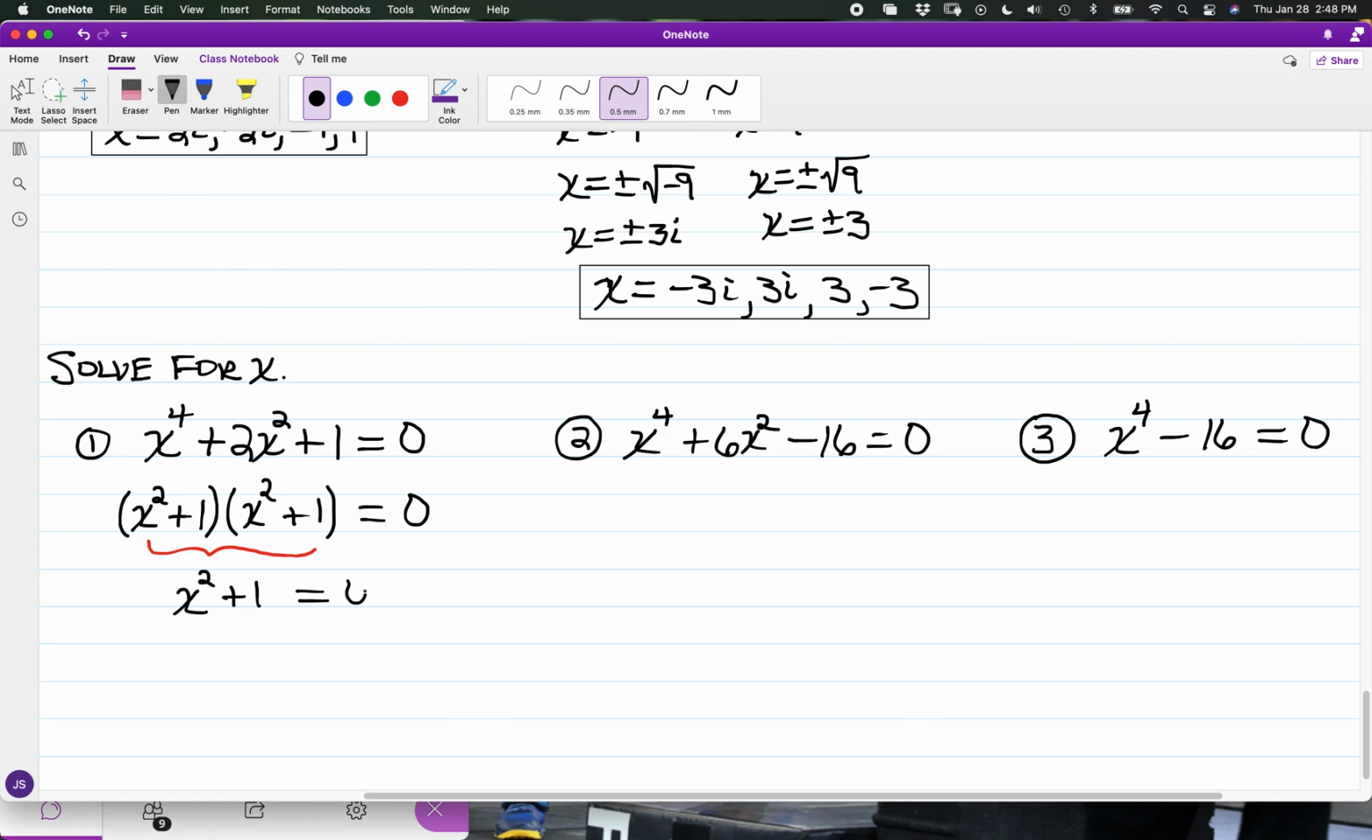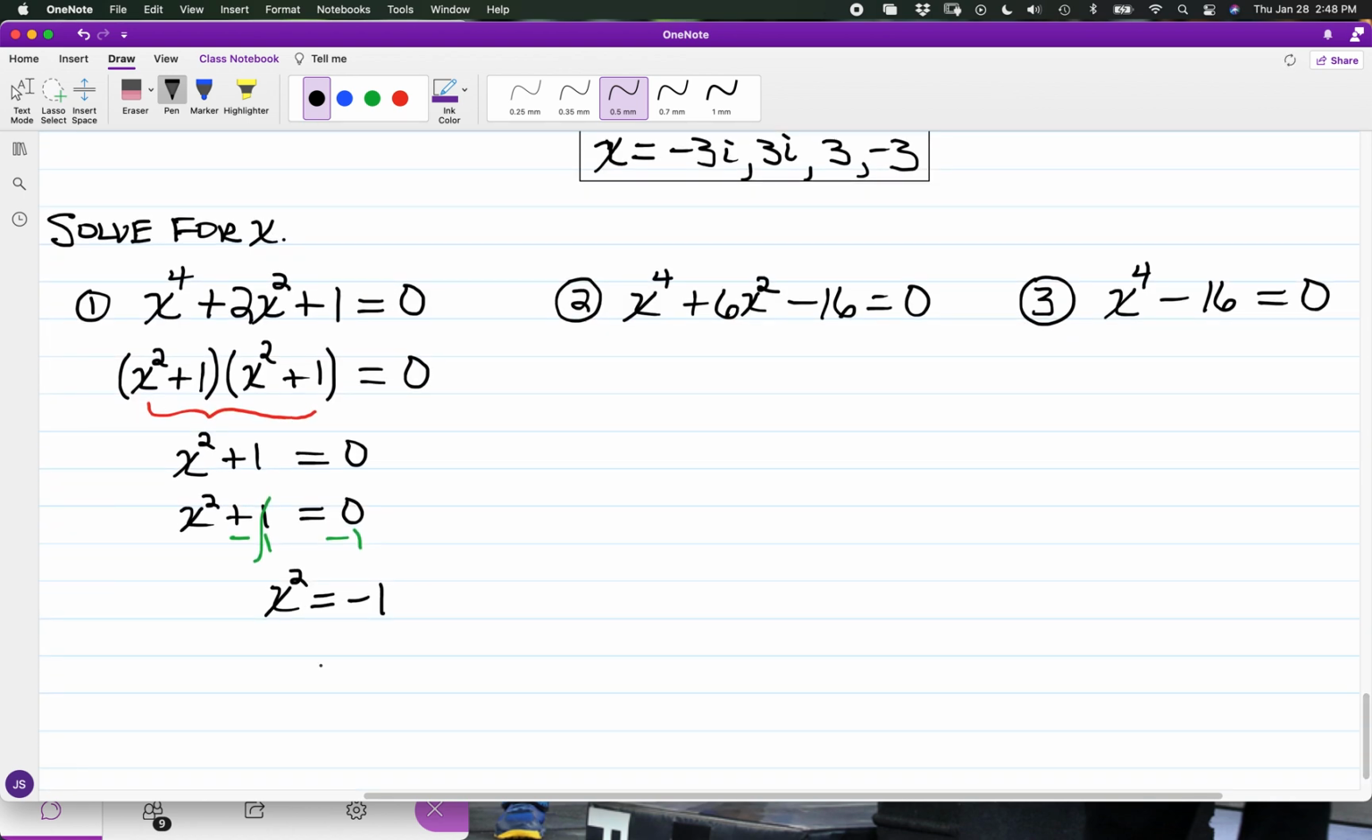Okay, so you have x squared plus 1 is equal to 0. And if I isolate the x squared term, upon taking 1 away from both sides, we're going to have x squared is equal to negative 1. And with the square root property of equality, we have that x is equal to plus or minus the square root of negative 1. And so we're going to have x is equal to plus or minus i.